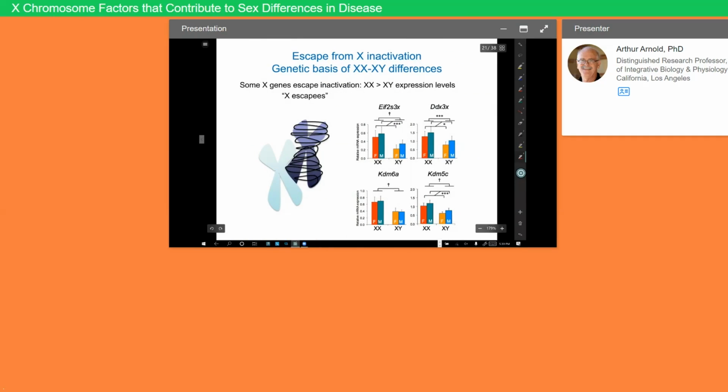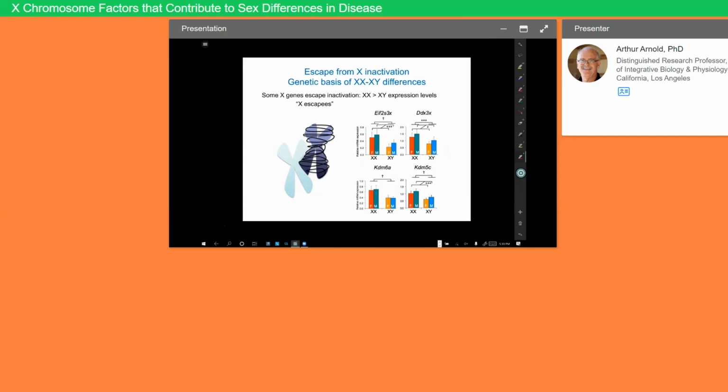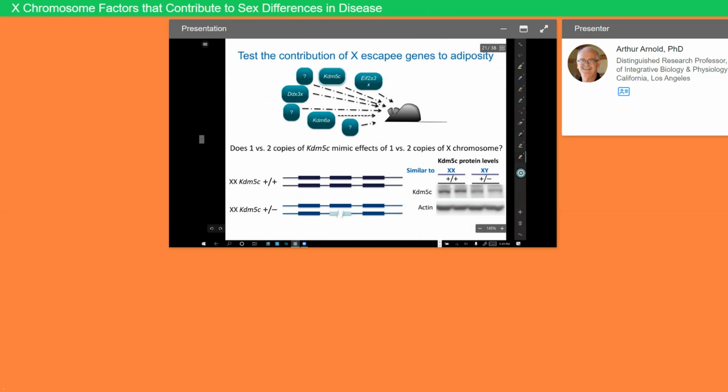And so, this slide shows 4 genes in mice that are some of the main genes escaping X inactivation. They're encoded by the X chromosome. And here are 2 genes, KDM6A and KDM5C, which are histone demethylases. And you can see that in the 4 core genotypes, the 2 XX animals, either males or females, express Kdm6a higher than the 2 XY animals, and this is, I believe, in adipose or liver, I forget which. And these escapees have this pattern where they're higher in XX than XY and can therefore lead to sex differences.